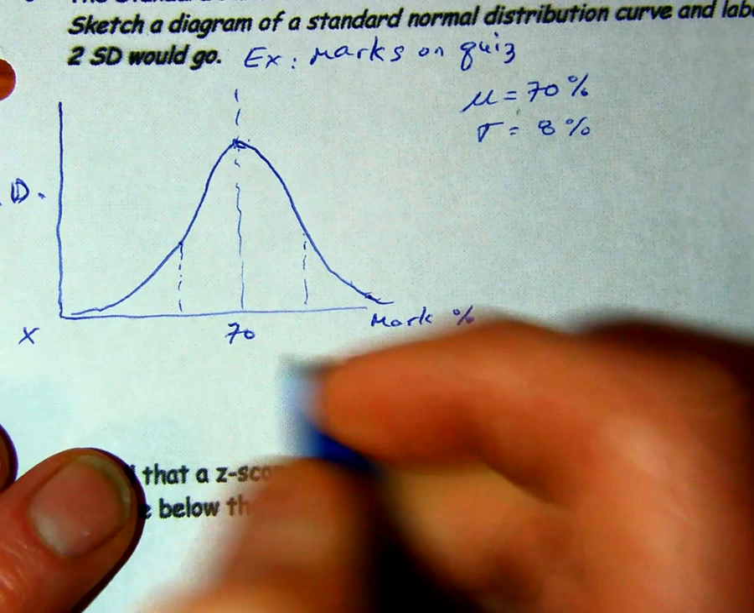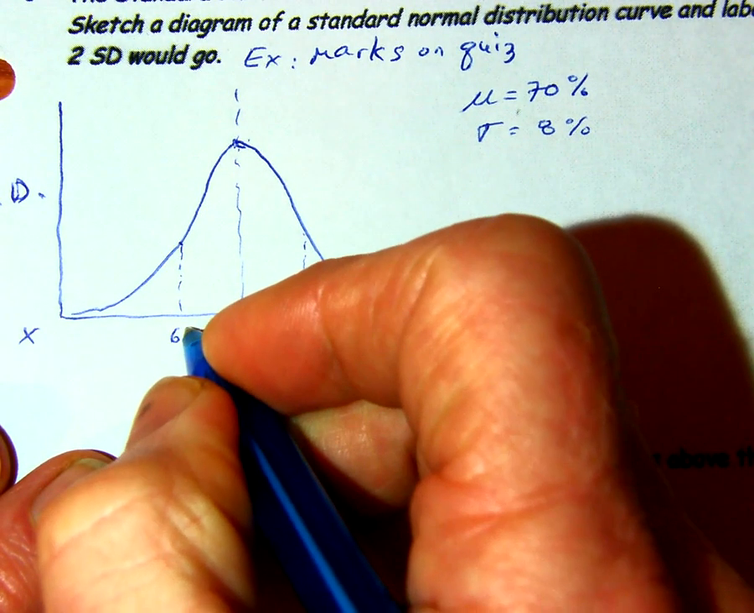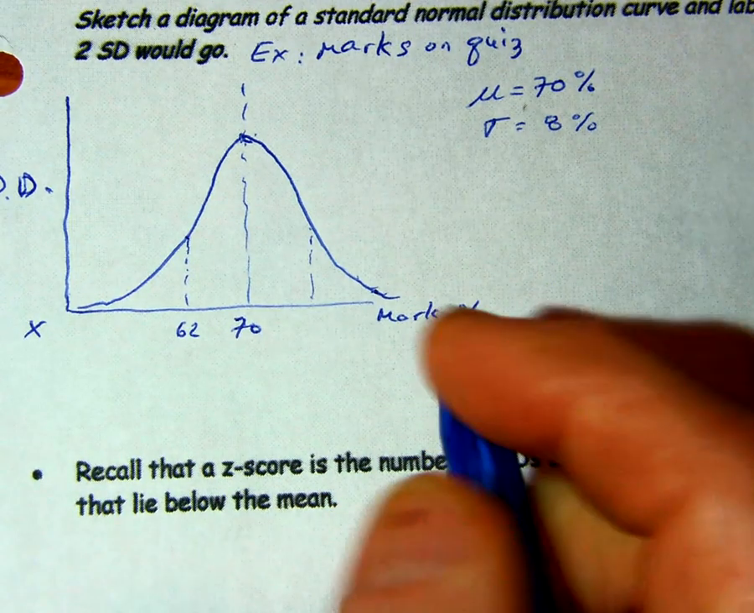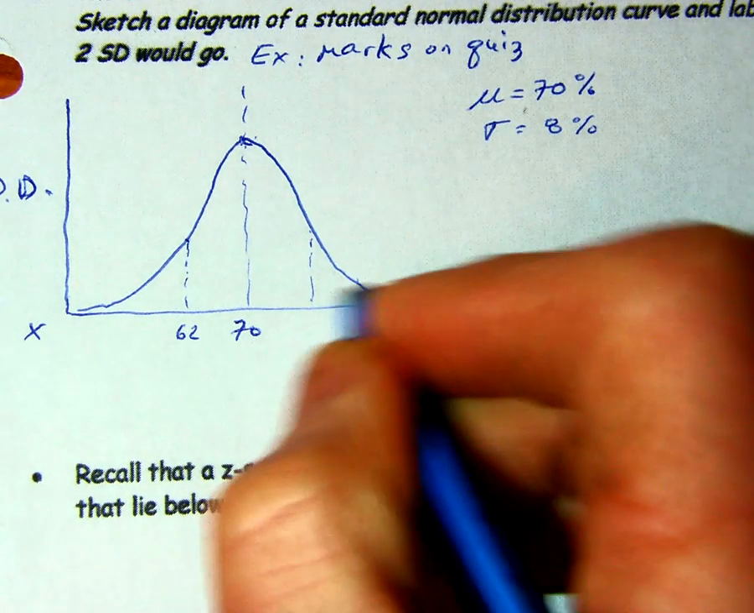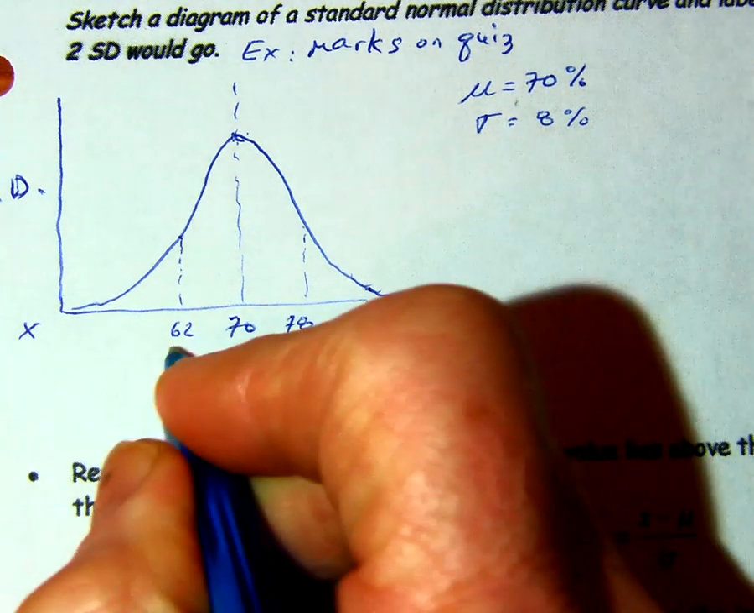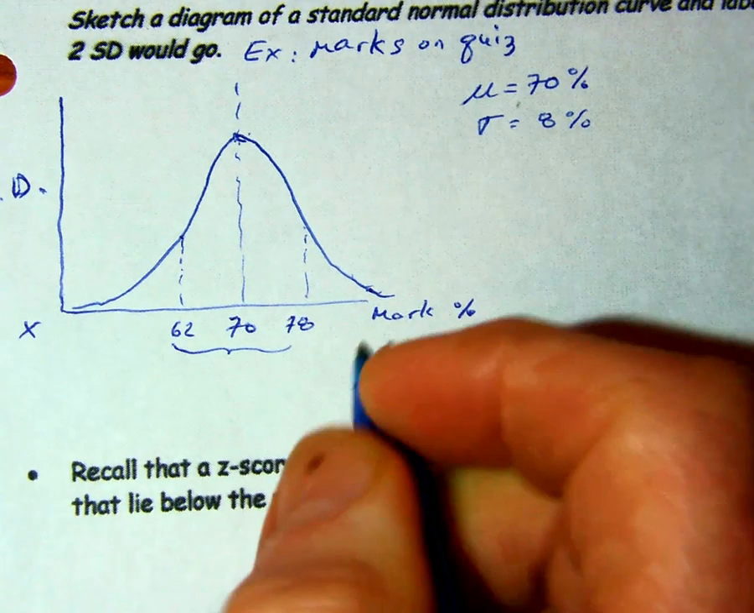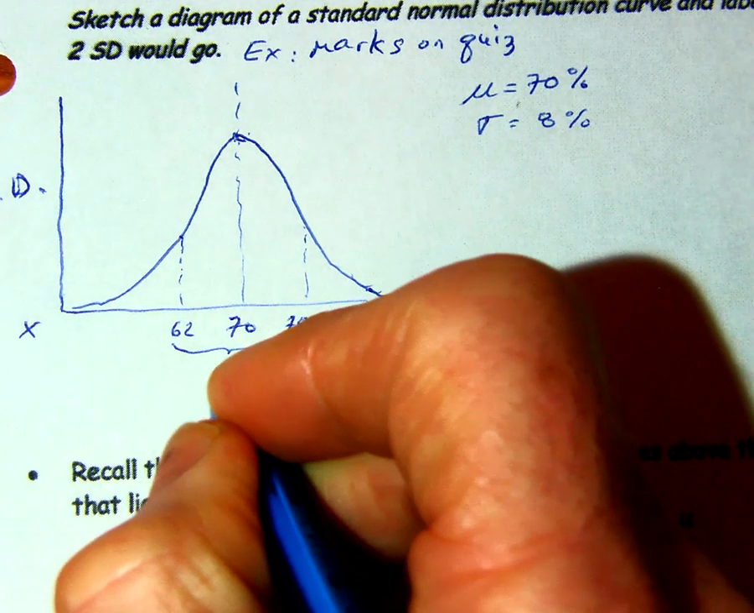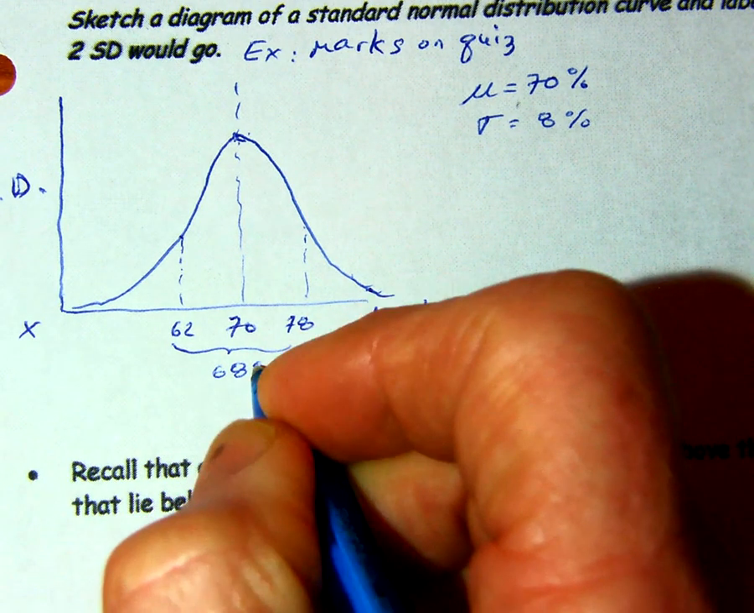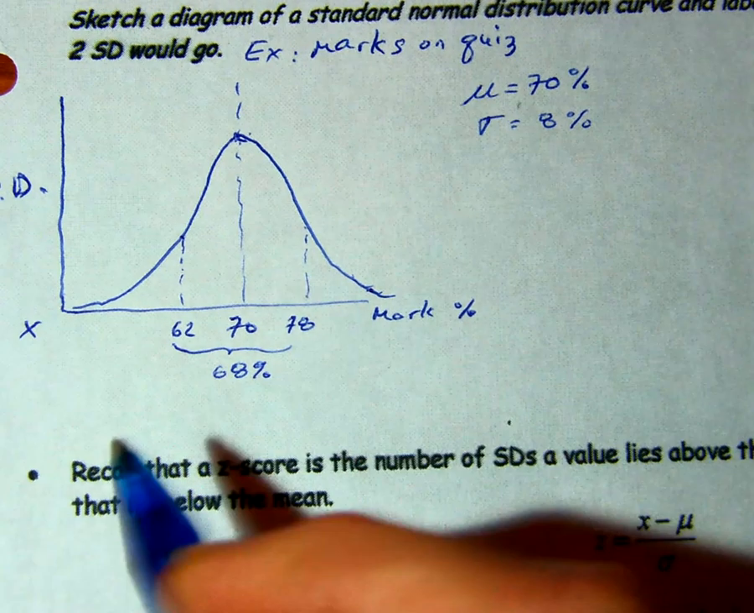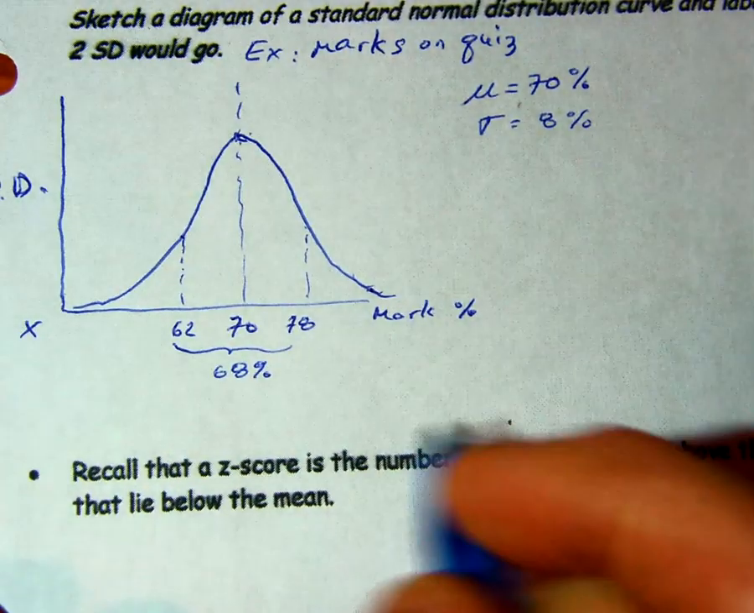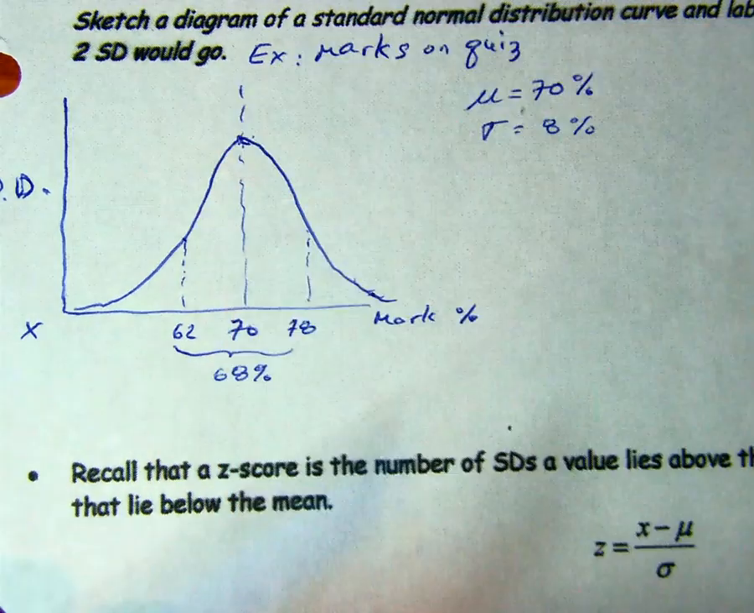What's 70 subtract 8? 62. So between 62% and 70 plus one standard deviation would be 78%. In here, you would expect to get 68% of the population, 68% of the data. Not a mark of 68%, but 68% of the values, right? And so that's one standard deviation.